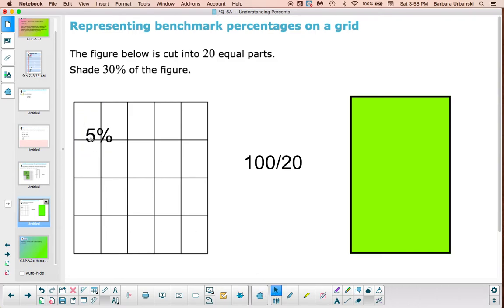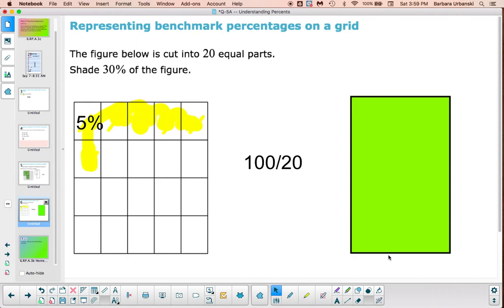So if each one of these is 5%, we could count 5, 10, 15, 20, 25, 30, 35, 40, 45, 50. That's half of it, 50, and then the other half would be the other 50. So if you shade 30% of these, you would look at each one and say 5%, 10%, 15%, 20%, 25%, 30%. Therefore, you would be shading in this entire area, and that would be a correct answer.